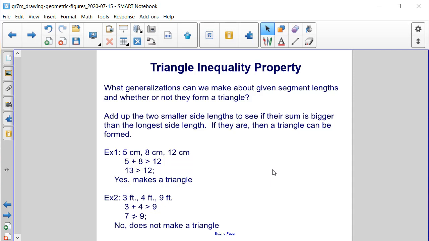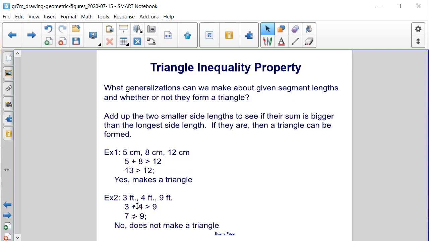Well, what we found in our examples is that if we add up the two smaller side lengths to see if their sum is bigger than the longest side length, then we form a triangle. And if it was a true inequality statement, then it makes a triangle, and if it's not a true inequality statement, then it doesn't make a triangle. So if you'll remember, in our first example, we had 5 centimeters, 8 centimeters, and 12 centimeters. And if we add up the two smallest sides, which are 5 and 8, we get 13. And 13 is bigger than 12, which is the longest side.